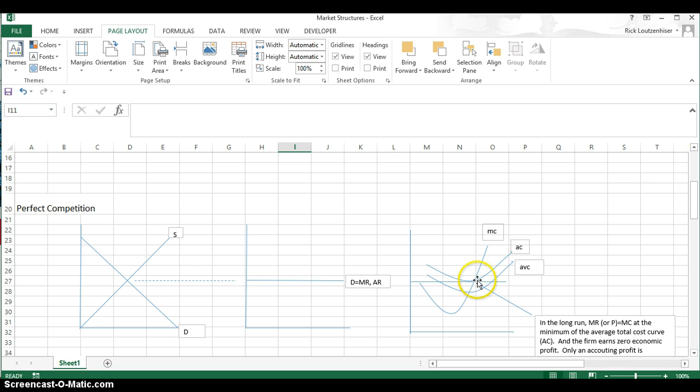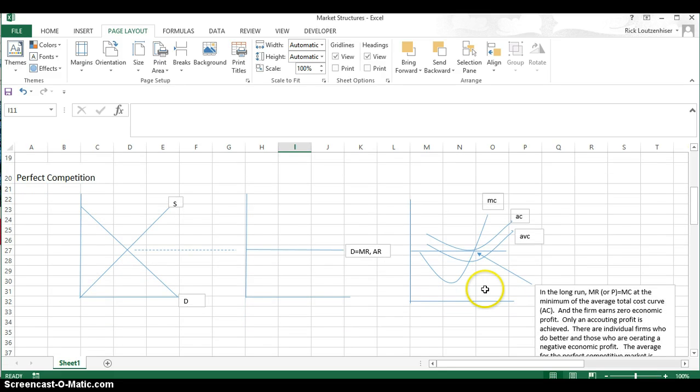So when a firm has their average cost curves intersect the price, they are making an accounting profit, which means they can't go into something else and make more money. Their alternative is not any better than what they're currently doing. So they stay in it.